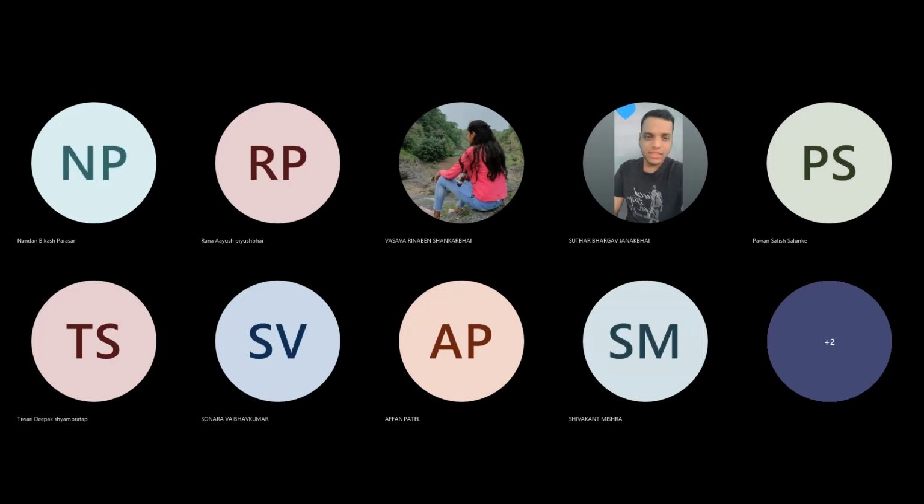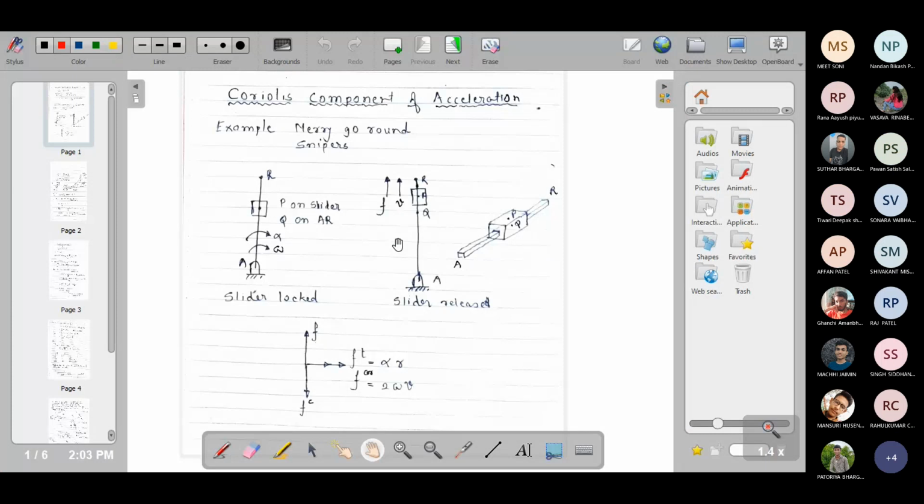Okay, so we were discussing the Coriolis component. Suppose only link AR is given. Which components are there when you are finding acceleration? Which are the two components?